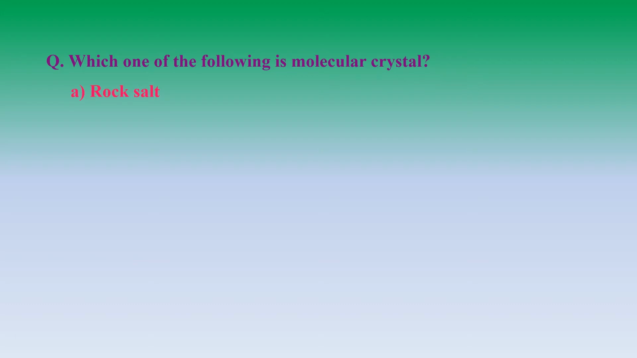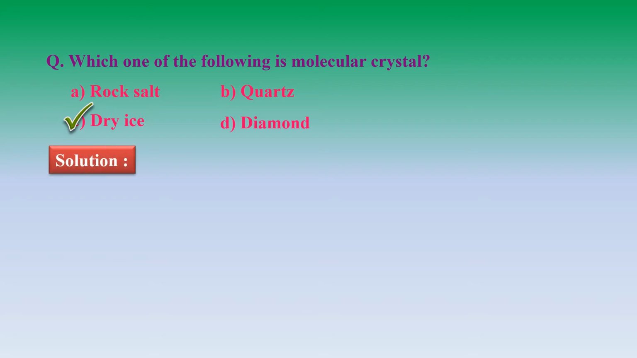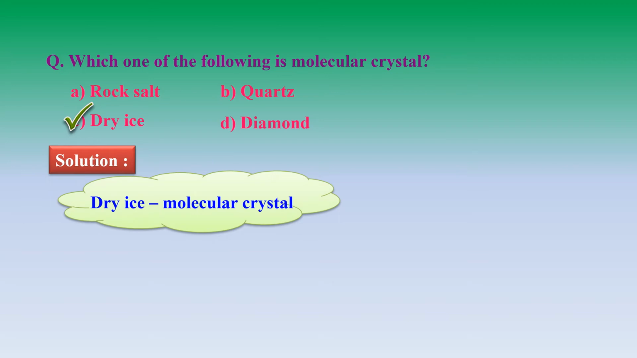To understand molecular solids, we'll consider one problem. Which one of the following is a molecular crystal? Rock salt, quartz, dry ice, and diamond. The correct option is dry ice. The solution is dry ice is a molecular solid. Dry ice is nothing but solid carbon dioxide, which is a molecular crystal.